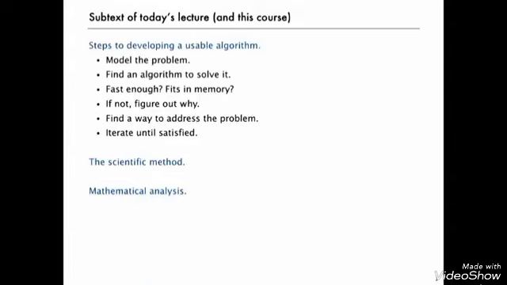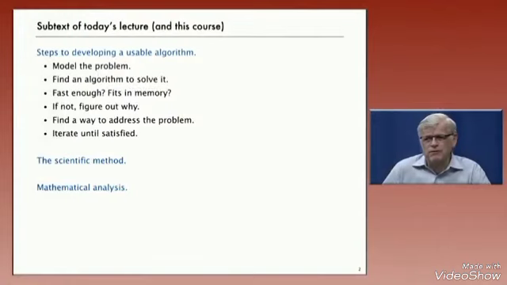The subtext of today's lecture really is to go through the steps that we'll follow over and over again to develop a useful algorithm. The first step is to model the problem. Try to understand basically what are the main elements of the problem that needs to be solved. Then we'll find some algorithm to solve the problem. In many cases, the first algorithm we come up with would be fast enough. Maybe it fits in memory, and we'll go ahead and use it and be off and running.